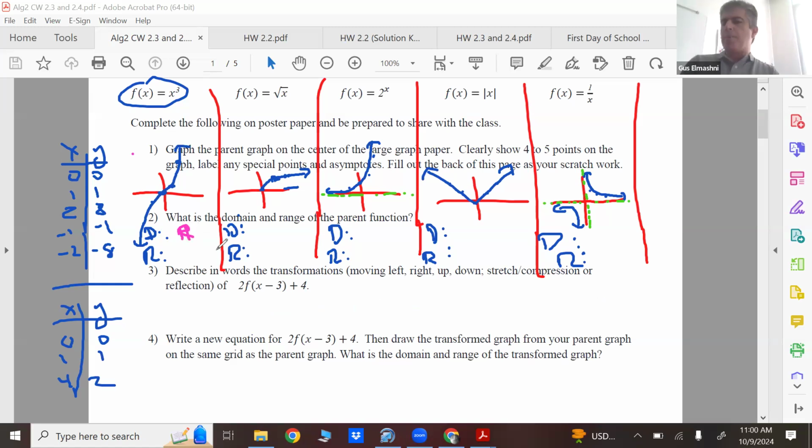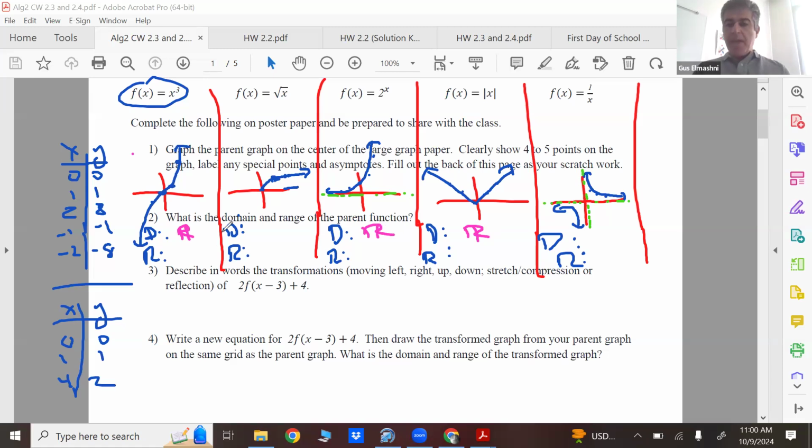Where else is my domain all real numbers? What other functions would the domain be all real numbers? Which one? 2 to the x, it's the middle one. And where else? There's one more. As you look at the graph and think about the equations, which other one has a domain of all real numbers? Like anything could work for x. Thank you, Lincoln. Perfect. Yes.